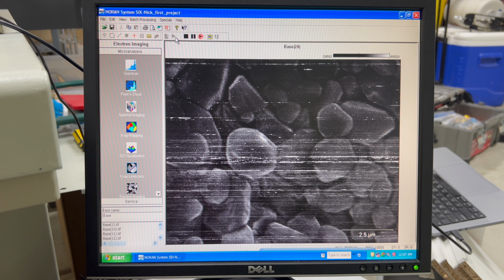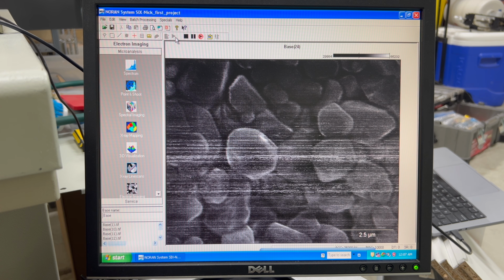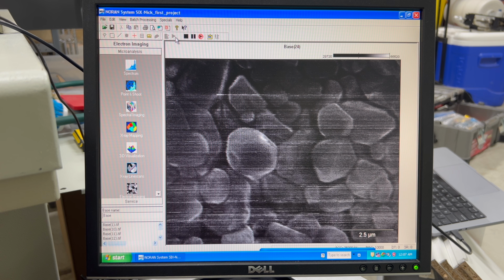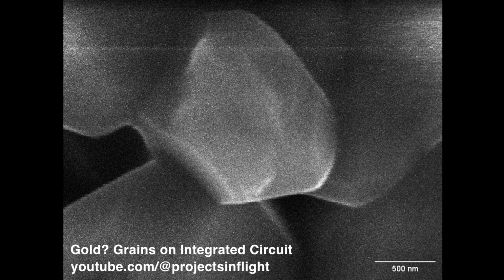Now, this thing definitely needs some work. It's got some pretty serious signal integrity issues, but I did manage to capture a few good still images. Here are those small particles again. This is the highest resolution image I was able to get.